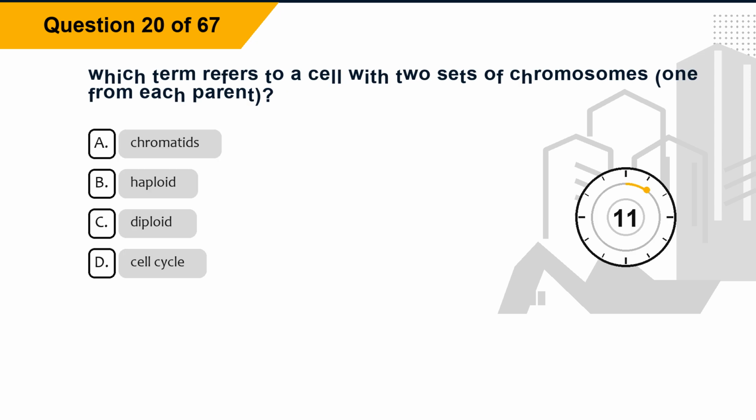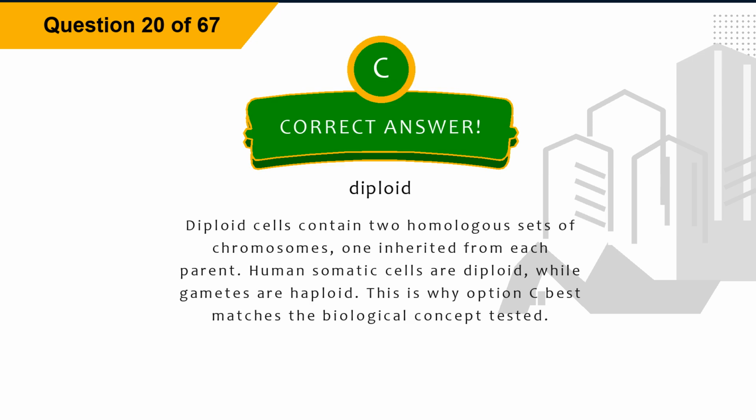Question 20. Which term refers to a cell with two sets of chromosomes, one from each parent? Option A, chromatids. Option B, haploid. Option C, diploid. Option D, cell cycle. The correct answer is option C, diploid. Explanation. Diploid cells contain two homologous sets of chromosomes, one inherited from each parent. Human somatic cells are diploid, while gametes are haploid.